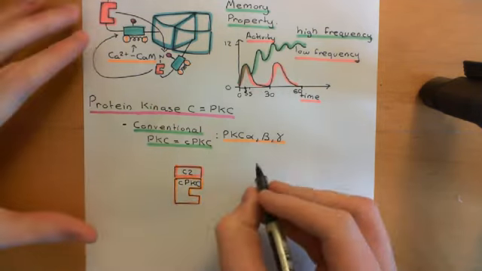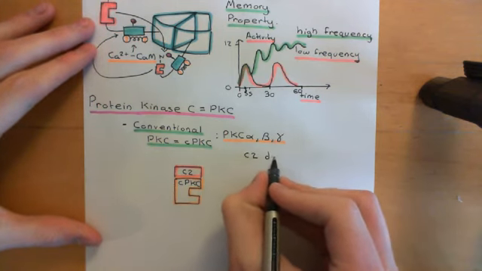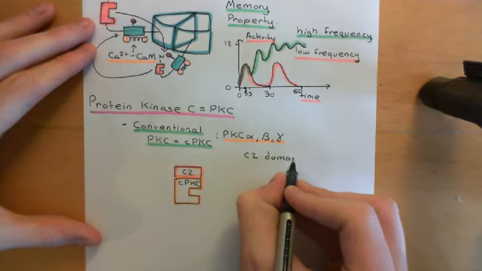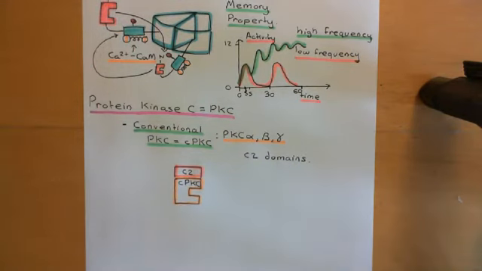Okay, so let me just discuss C2 domains, because we are going to see more C2 domains later on. C2 domains are a type of domain that you find in many proteins, not just conventional protein kinase Cs. We will see them later in the synaptic protein. They're another domain which is capable of binding to calcium ions.